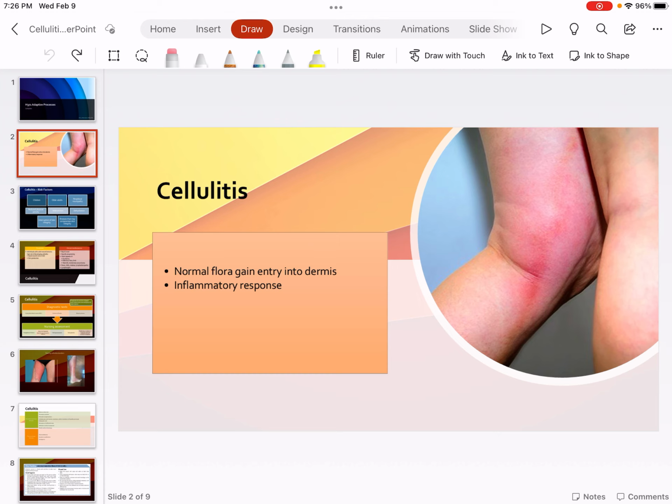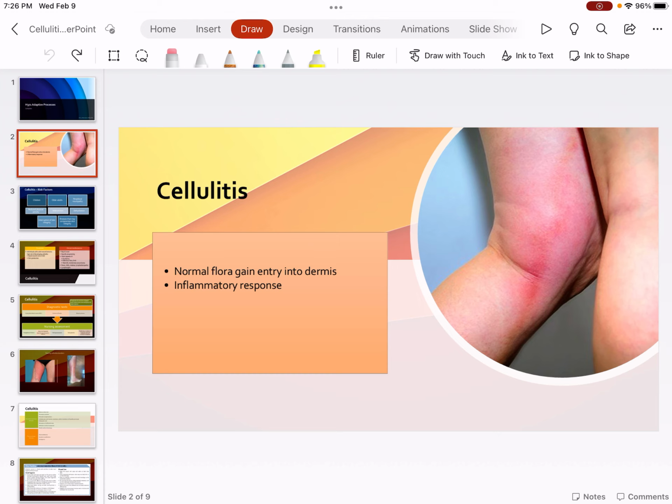Cellulitis can also result from nearby abscesses and sinusitis. An abscess is basically a pocket of infection in an area, and that pocket of infection can spread into the skin and underlying tissue. And then sinusitis is an infection and inflammation of the sinuses, and it can also result in cellulitis.